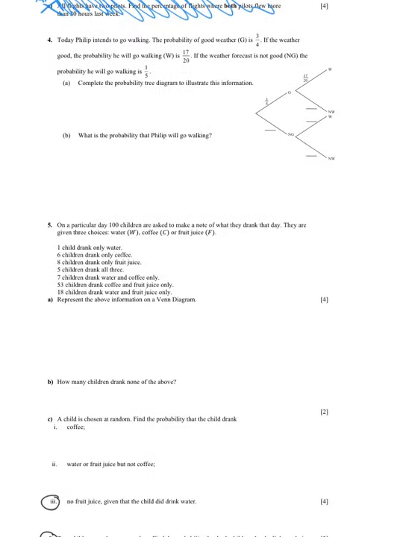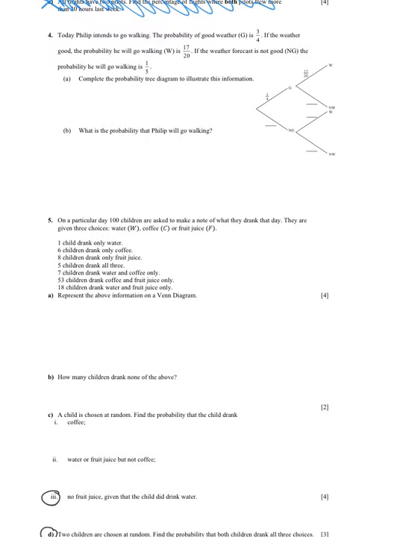Okay. Problem 4. Today Philip intends to go walking. The probability of good weather is 3/4. If the weather is good, the probability he will go walking is 17/20. If the weather is not good, the probability he will go walking is 1/5. So we'll fill that in, 1/5. Complete the probability tree diagram to illustrate this information.